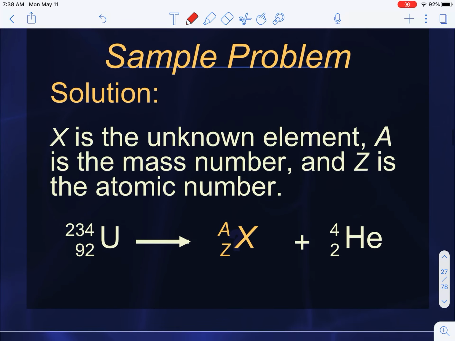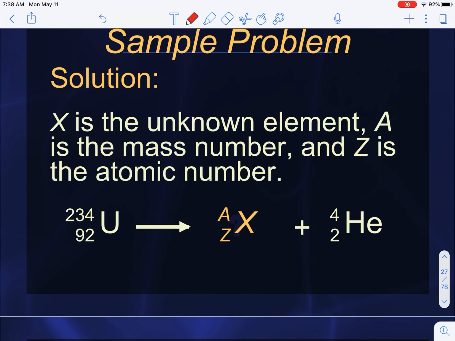Okay. So here they've written it out as A and Z. They take this a little bit slowly on this PowerPoint to try and say, okay, what are we trying to do? We're trying to find a missing element. What would the atomic number be? And what would the mass number be? Remember that there's a difference and that the larger number is always on the top. Okay, so the mass number will be on the top.